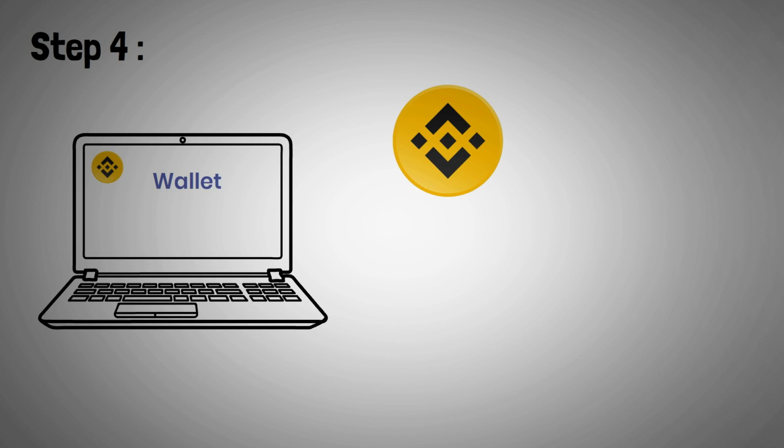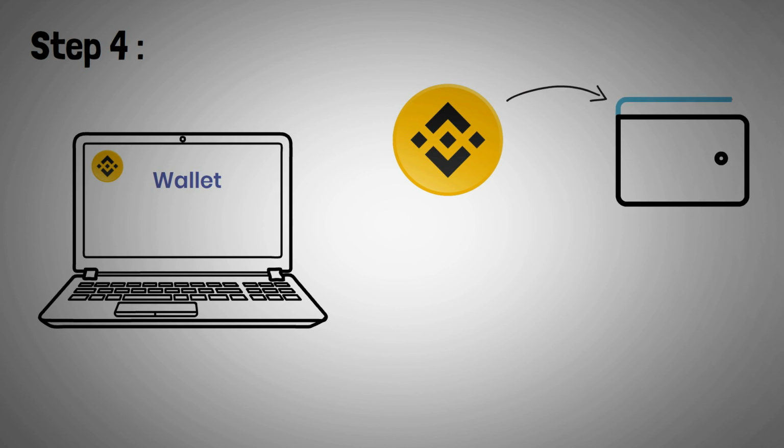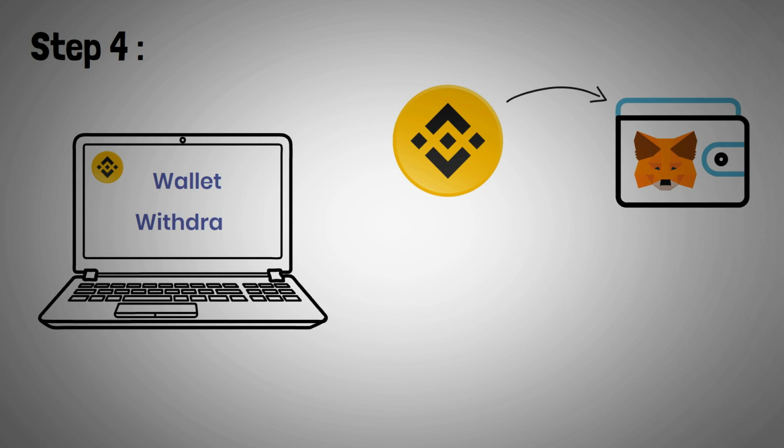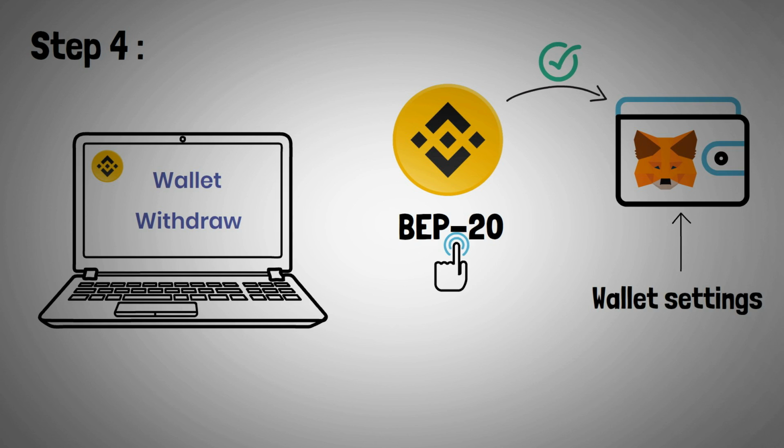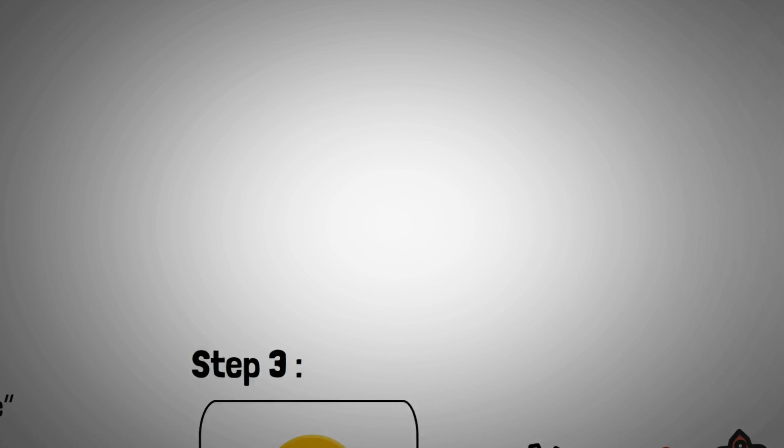Step 4. Open the Binance account and access the option of Wallets. Since the idea is about shifting the BNB coins across to the MetaMask wallet, tap on Withdraw and select BEP20 as your network protocol. Add the wallet address of your MetaMask that you have acquired from your wallet settings and proceed to conclude the transfer of the BNB coins onto your wallet.